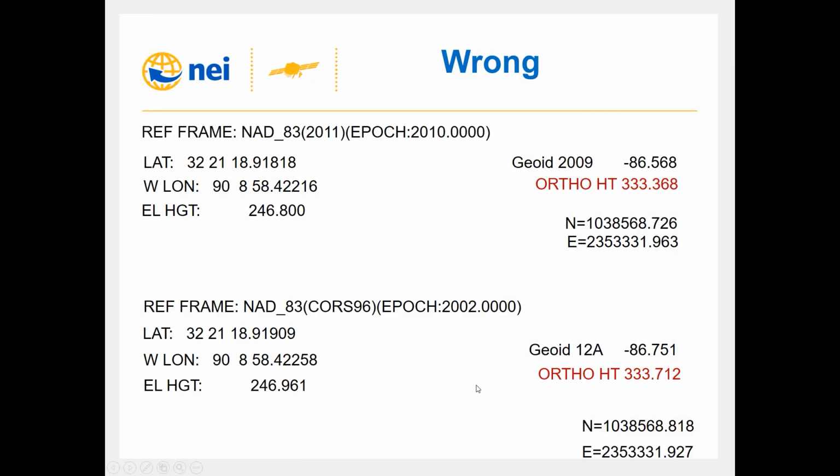Okay? So let's look at this one more time. Orthometric height should have been 333.55. We got a 333.37. It's wrong. A 333.71. It's wrong. I'm landing in the middle between these two.